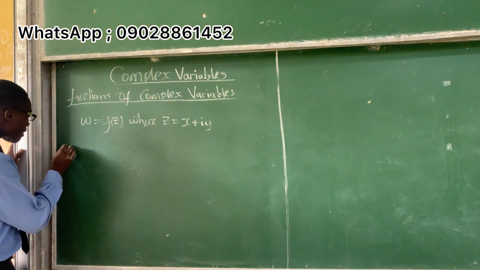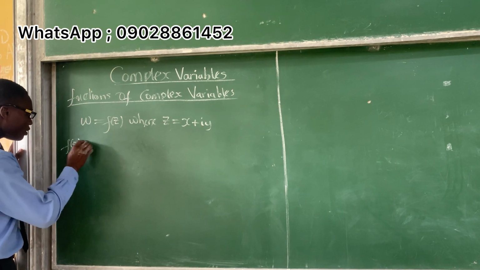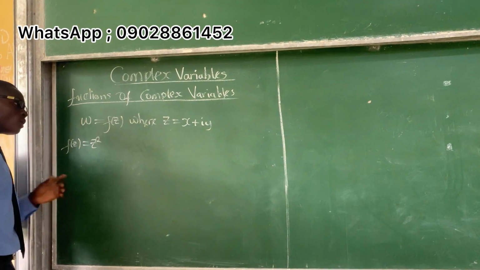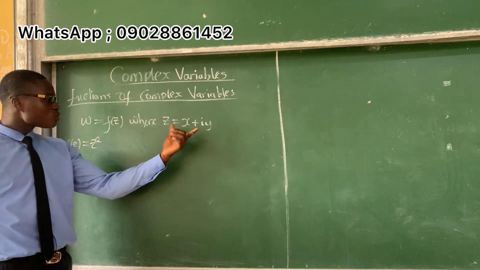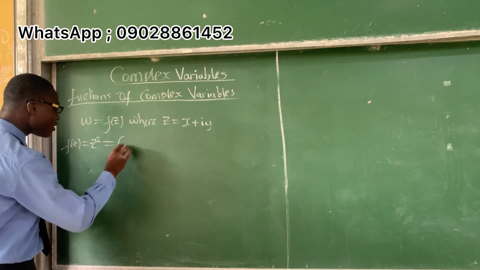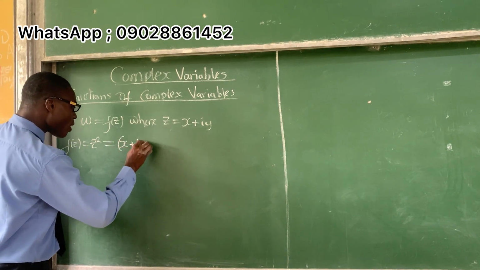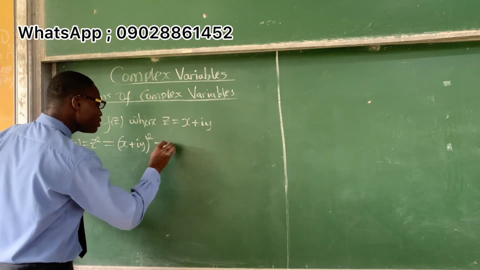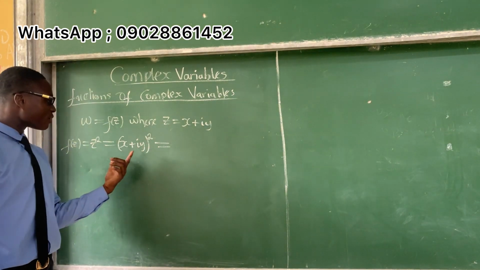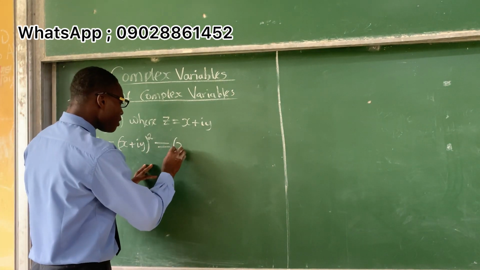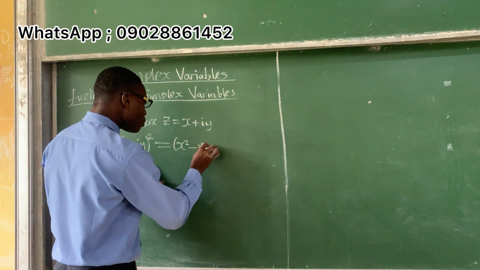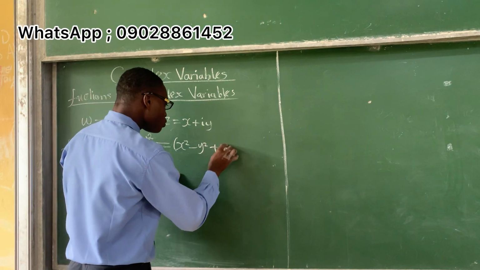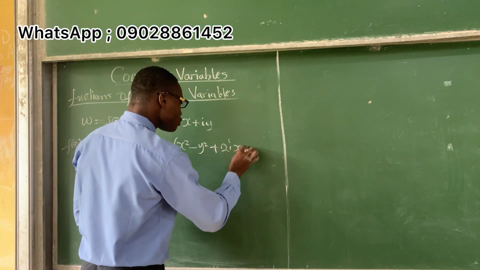So suppose we have f of z equals z squared. We are simply going to put in the complex number x plus iy, then square it. So we are going to have (x plus iy) all squared, and this will give us, if you open the bracket, x squared minus y squared plus 2ixy.